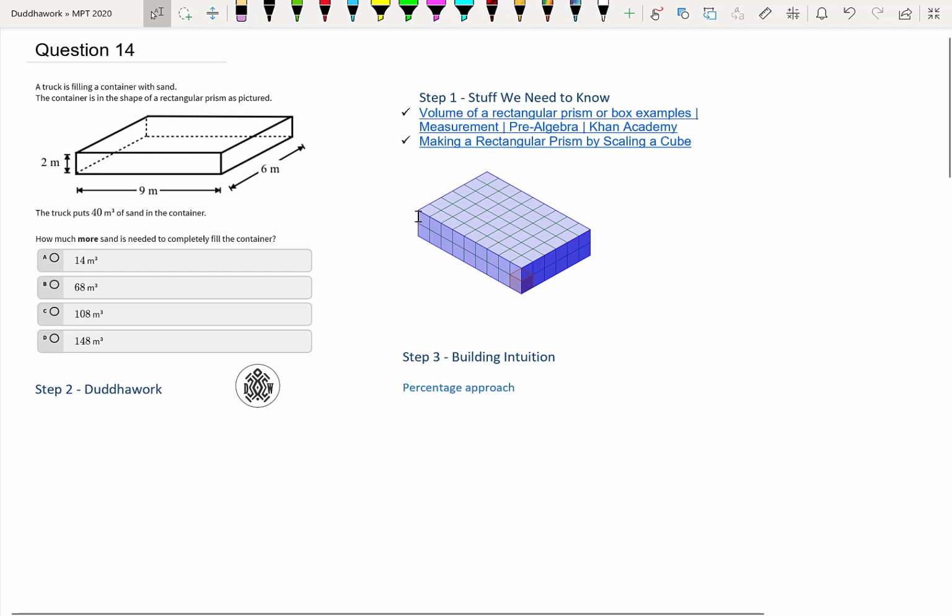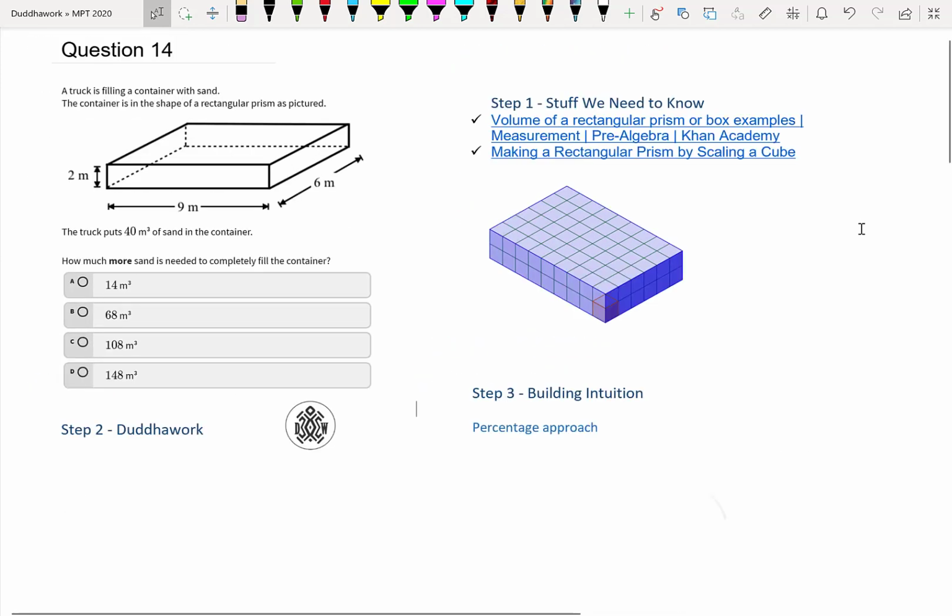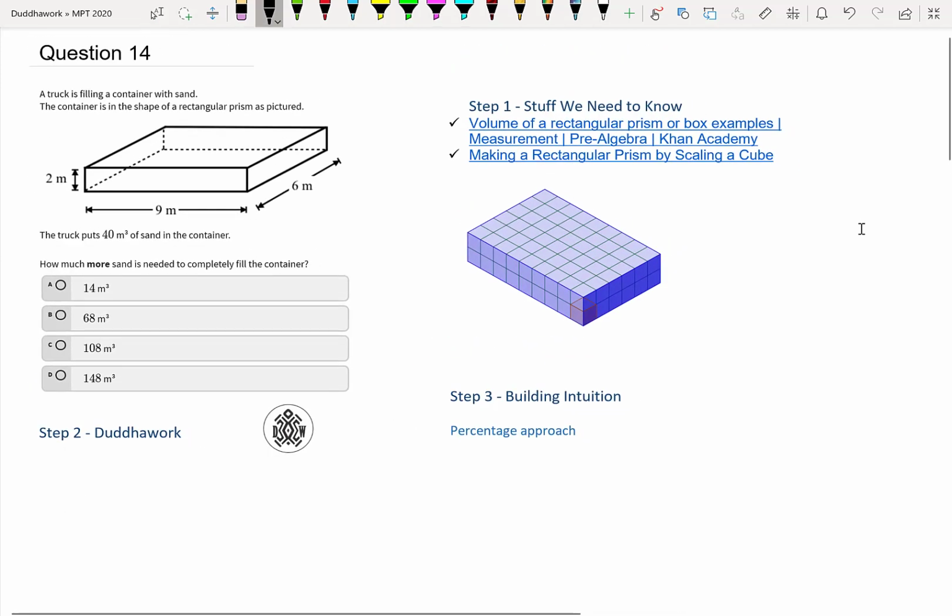So I created this exact prism in GeoGebra using this particular link. If you count, there's 1, 2, 3, 4, 5, 6, 7, 8, 9. So that's 9 meters. That's 6 meters. And then that's 2 meters. Now, what is the question asking?